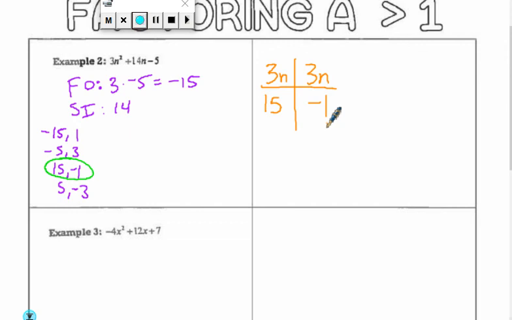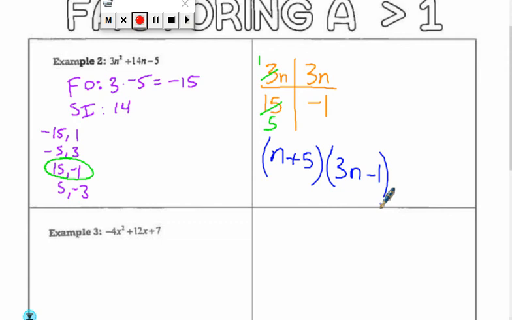So I'm going to say, can these simplify? So can they? 15 and 3 can, right? 3 goes into 15. How many times? It goes in 5 times. And then on my left-hand side, 3 and negative 1 don't simplify. So when I go to rewrite this, I'm going to have a 1n, or just n, plus 5 times 3n minus 1.